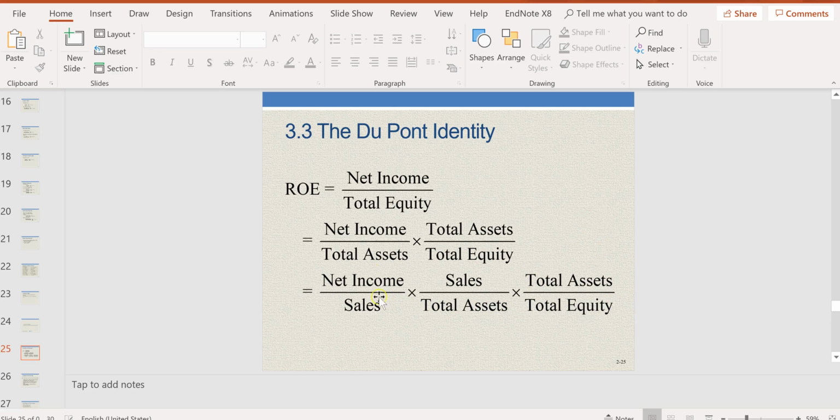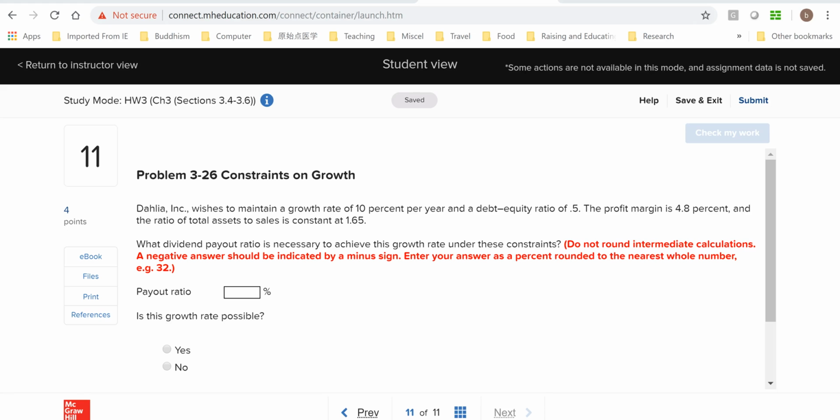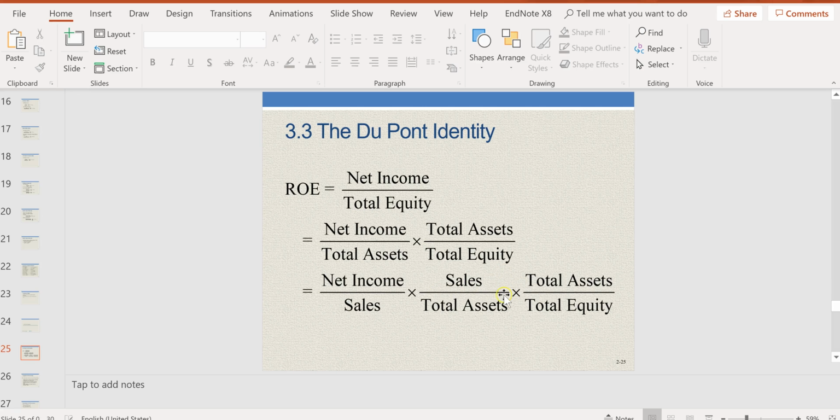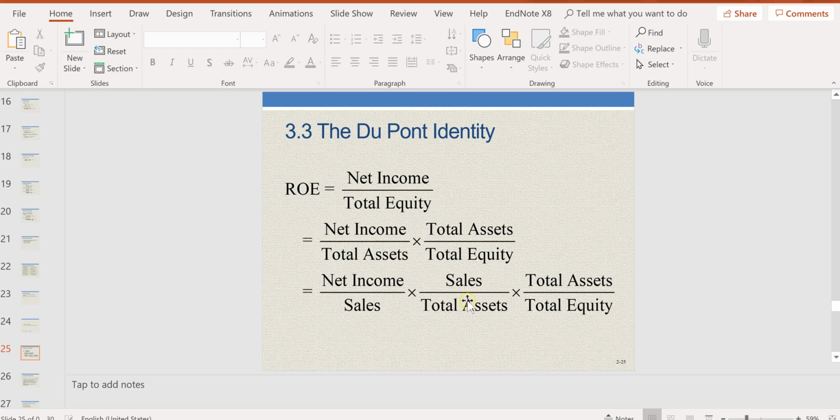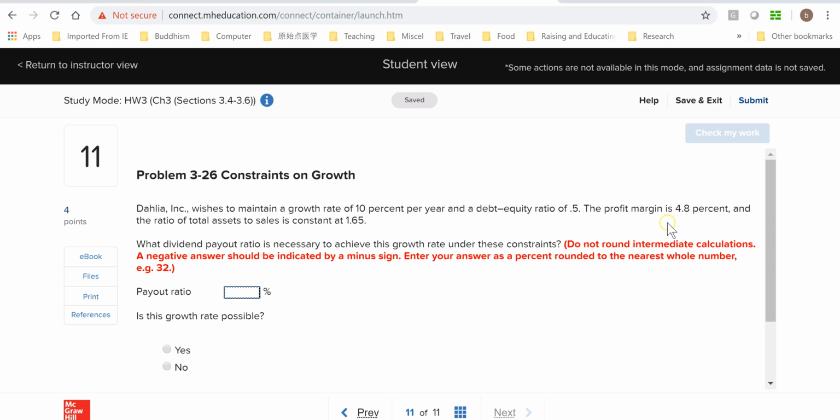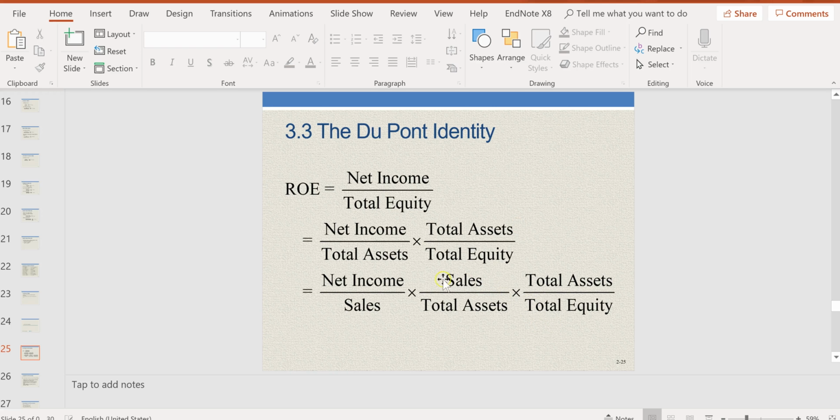Even though we don't know each of these values, based on the information provided, we can calculate each of these variables. Profit margin is directly provided, no brainer. What about sales divided by total assets? The setup says the ratio of total assets to sales is 1.65, so sales to total assets is just the inverse of this, 1 divided by 1.65. So we can figure out the second ratio very easily.